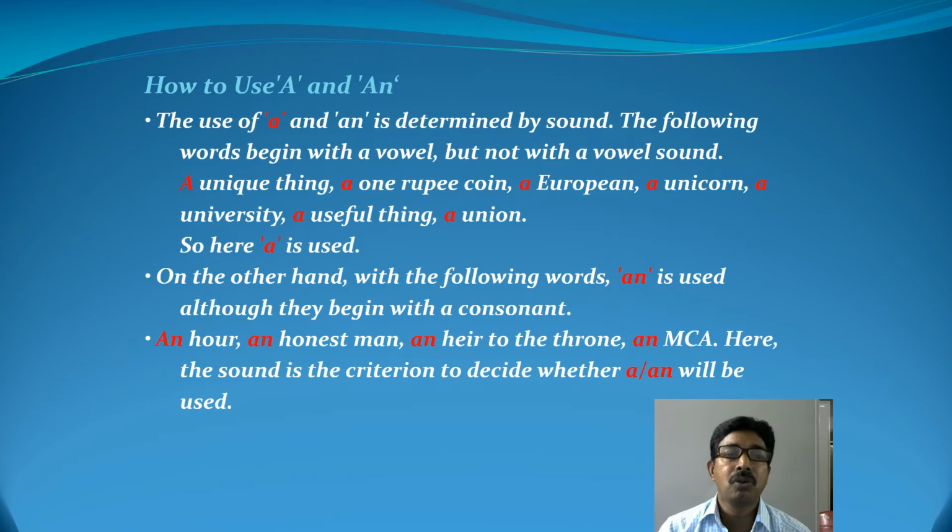Now, how to use a and an? The use of a and an is determined by sound. The following words begin with a vowel but not with a vowel sound. They are, for example, a unique thing, a one rupee coin, a European, a unicorn, a university, a useful thing, a union, etc. So here a is used.